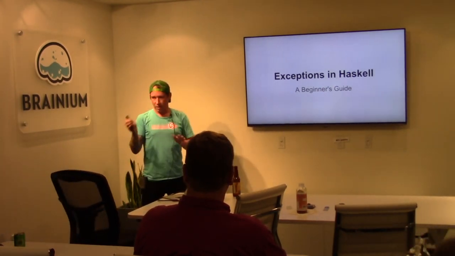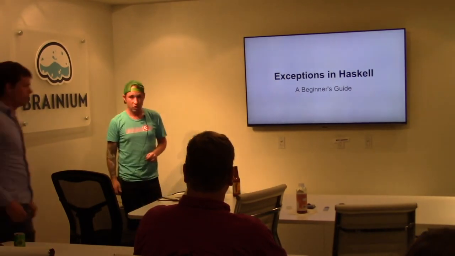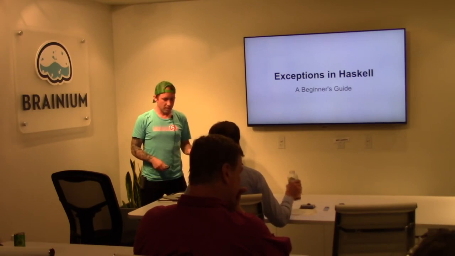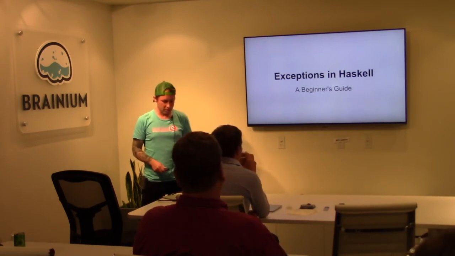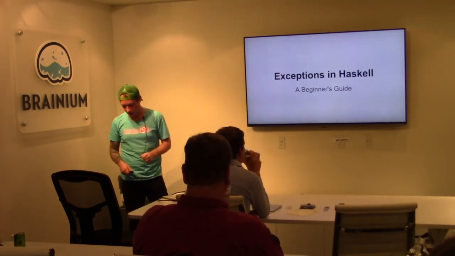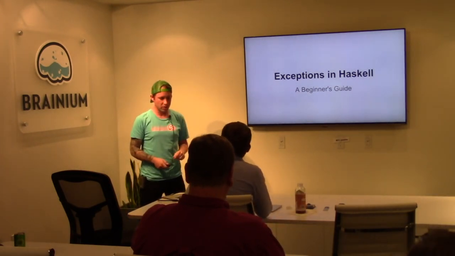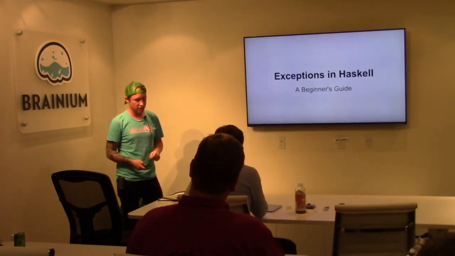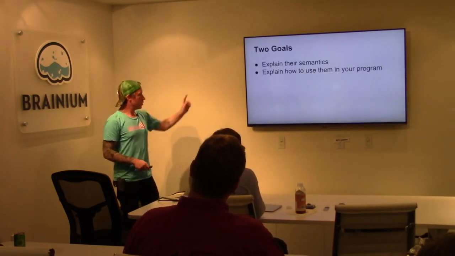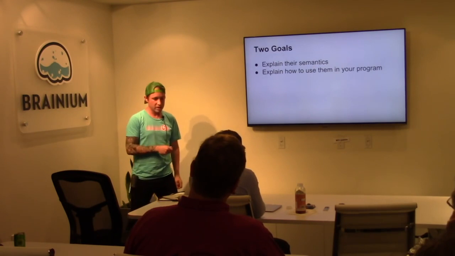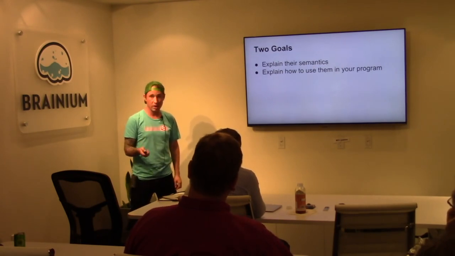I'm going to give an overview of the Control.Exception API, give you some ideas on how you can use it, and show you the semantics for exceptions bolted on to Haskell that you encounter in GHC today. As I mentioned, I'm going to explain the exception semantics in Haskell and GHC specifically, and show you how to use them in your program.